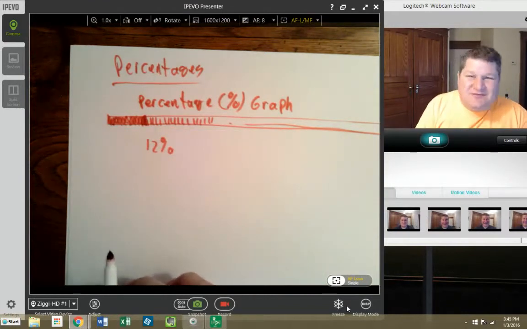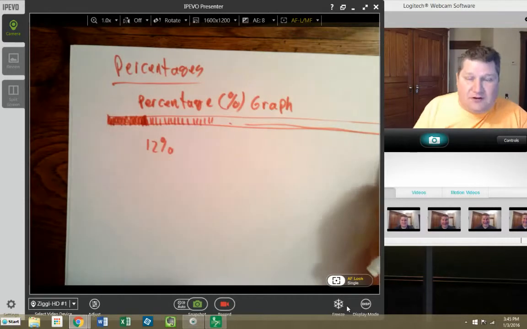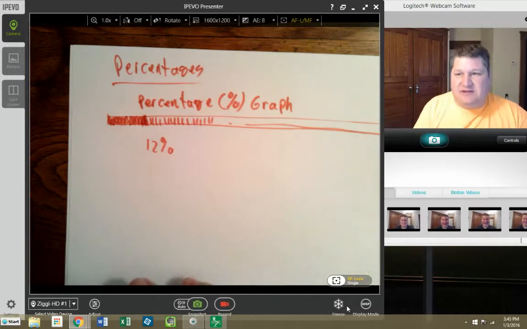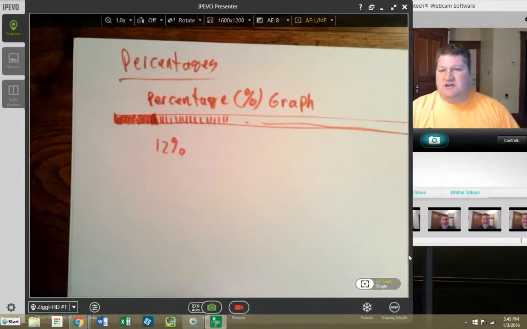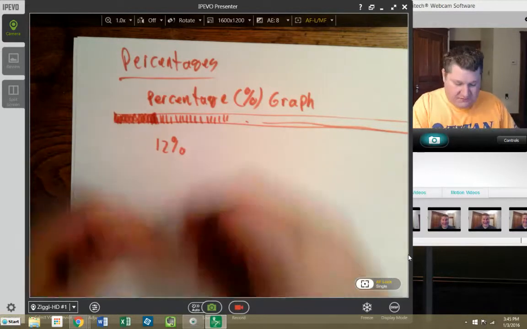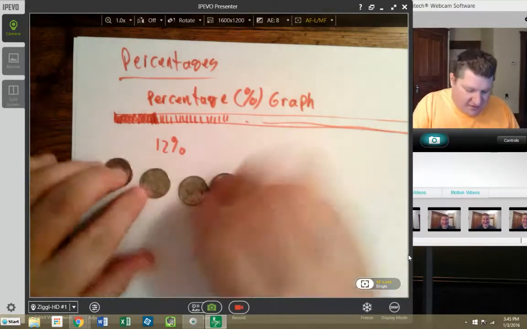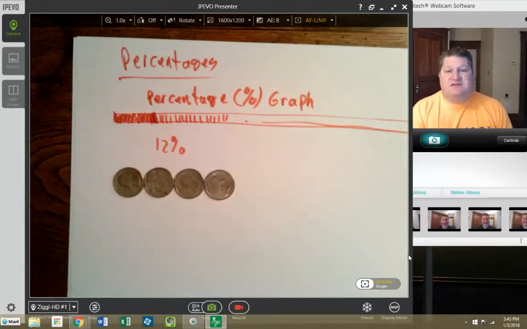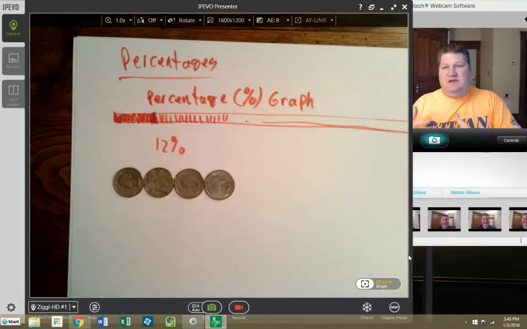The thing is, I don't want to draw 100 little dots and places and stuff. So instead of doing that, we're going to do it in bulk. So let's say I have 4/4. Now, the nice thing about money is that money relates very well to percentages because there are 100 cents in a dollar, so there are 100% in 100%.